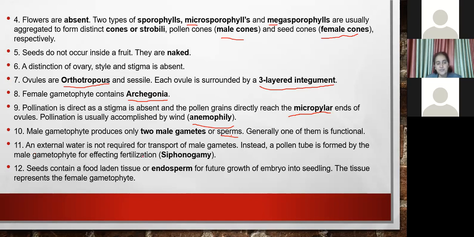And external water is not required for transport of male gametes. Instead, a pollen tube is formed by the male gametophyte for effecting fertilization, called siphonogamy. Then seeds contain a food-laden tissue or endosperm for future growth of the embryo. तो इसमें एंडोस्पर्म प्रेजेंट होता है, एम्ब्रियो सीडलिंग्स में डेवलप हो, this endosperm supporting tissue represents the female gametophyte.